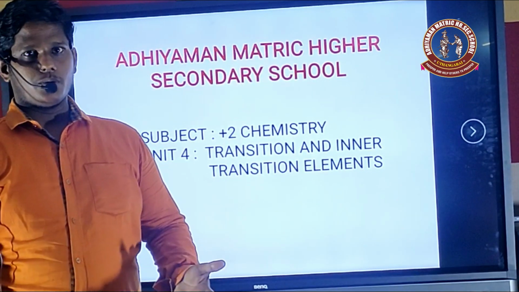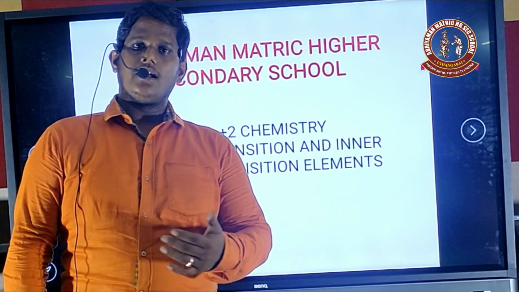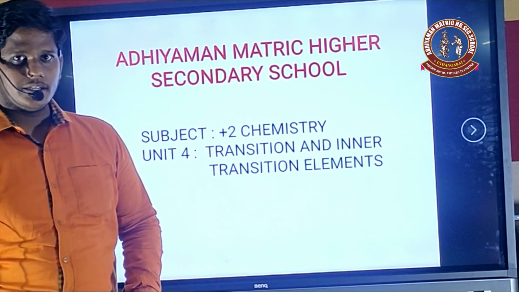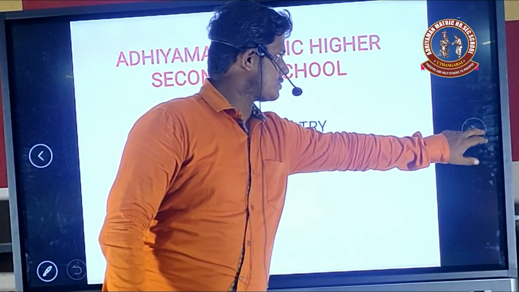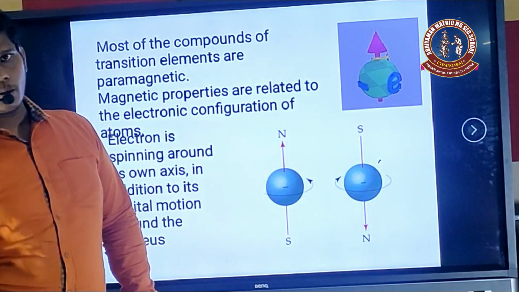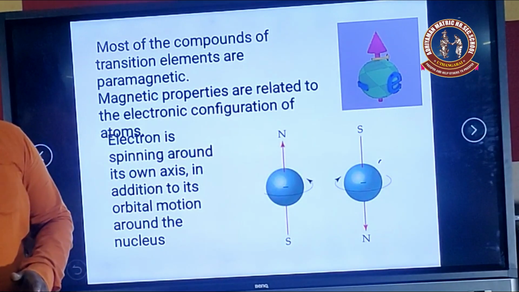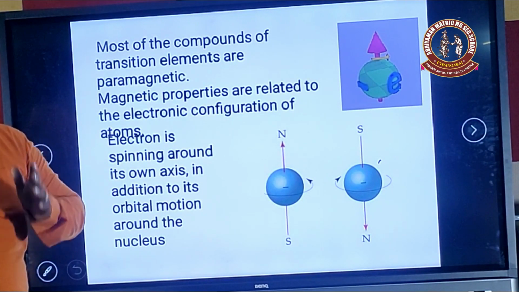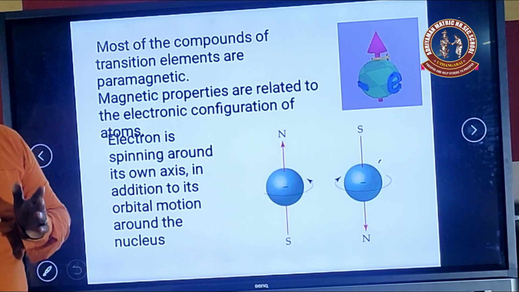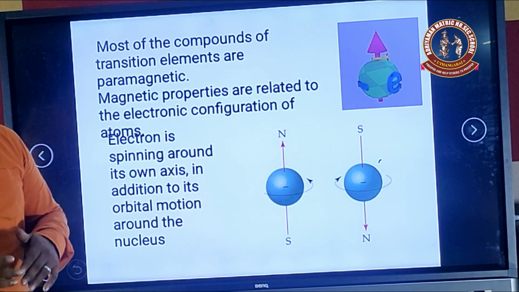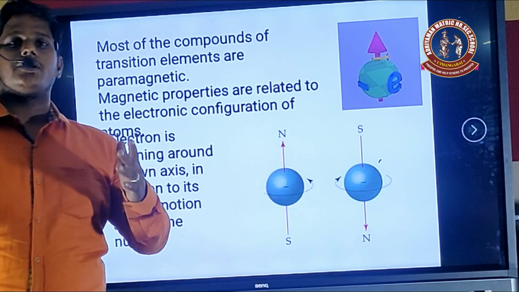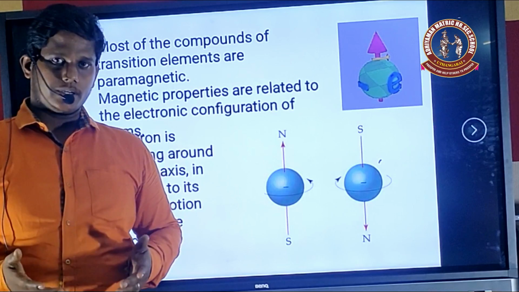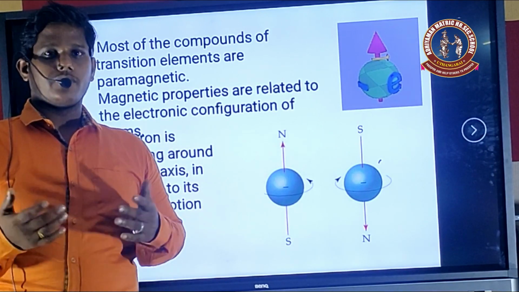Now we are studying transition and inner transition elements. The topic is magnetic property and catalytic property. Let us discuss one by one. So, magnetic property. Most of the transition elements behave as paramagnetic. It depends on the magnetic property and is also related to the electronic configuration. Already you know the electronic configuration of each element, like scandium, titanium, vanadium.